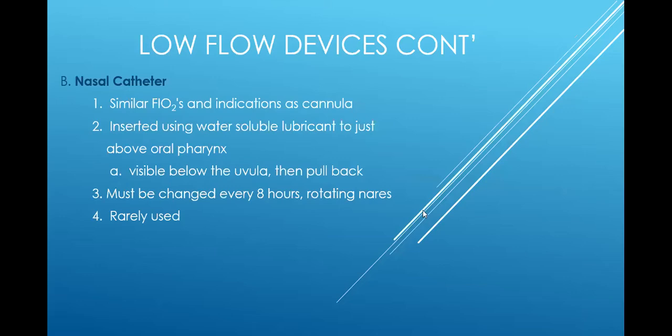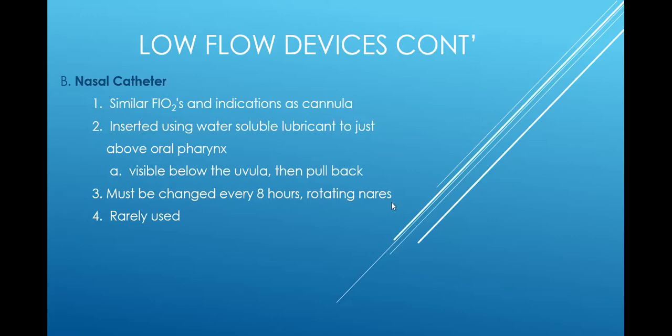Now, the nasal catheter. I did skip, I'm sorry. Before I get to the high flow device, the simple O2 mask, that is what I would do. But there are a couple in between that you don't hardly ever see. Okay, and these are this right here. The nasal catheter. The nasal catheter has similar FiO2s and indications as the cannula. It's just inserted different, okay?